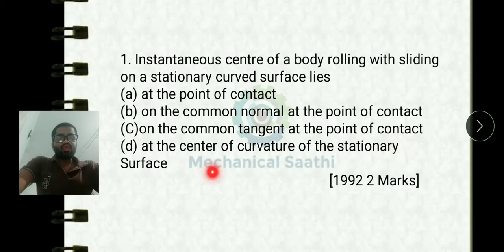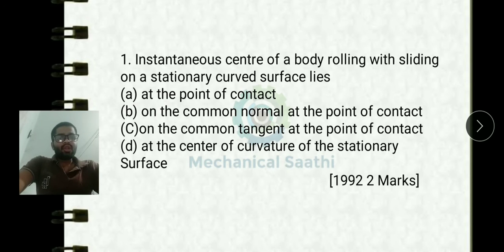Among all the four options, option B will be correct here, because it is telling that a body is rolling with sliding. It is rolling as well as sliding, so we can say on the common normal at the point of contact will be the best answer for this question. So here option B will be the correct one.